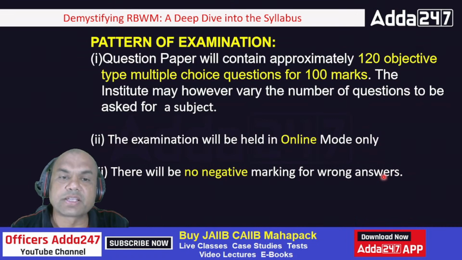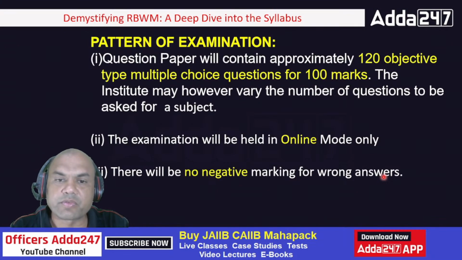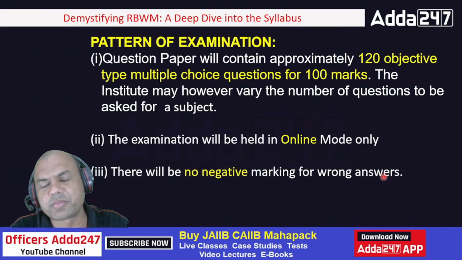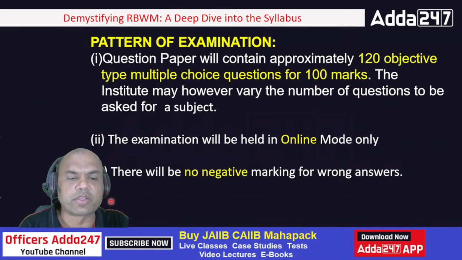What is the pattern of the exam? The pattern of the exam is approximately 120 multiple choice questions for 100 marks. You will say, how come 120 questions and 100 marks? So remember, the same pattern is for all the subjects. Roughly you have 70 marks here. See this, it's like this. Roughly you have, let me make it yellow. Hold on.